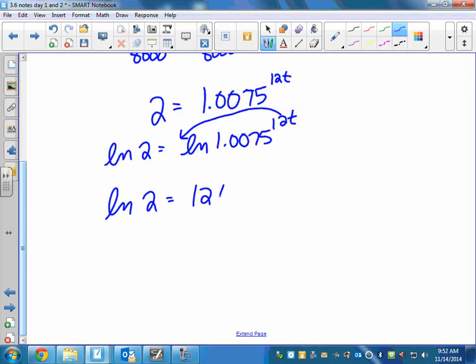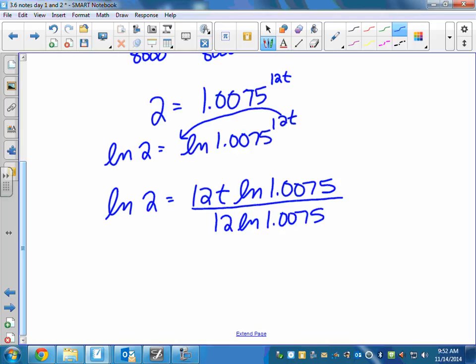So I would have 12t times ln of 1.0075. And here's where you, again, you have options. You have to be really careful with your calculator. For me, to get t by itself, I know I'm going to divide by both of these. Do you agree with that statement? Yeah.